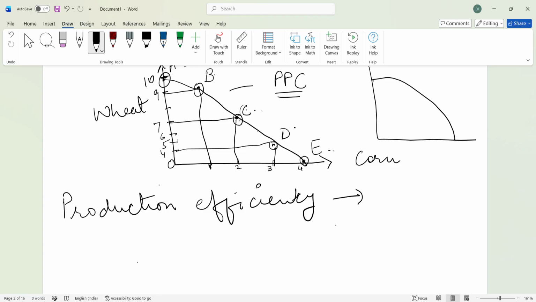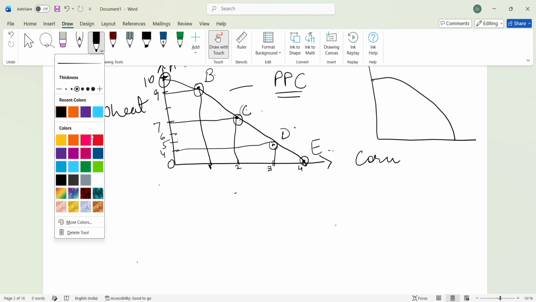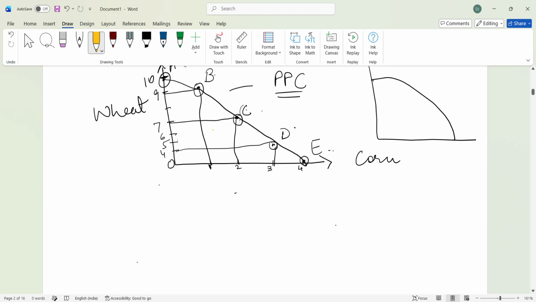All right. Now with this background, let's understand a few things. I'll erase this one. I'll take a few points out here, with a different pen so that you recognize it. A, B, C, D, E we all have. I'll take a point out here on this line, this is point G. And I'll also take a point somewhere outside this production possibility curve, which is point F. Let this be point F.